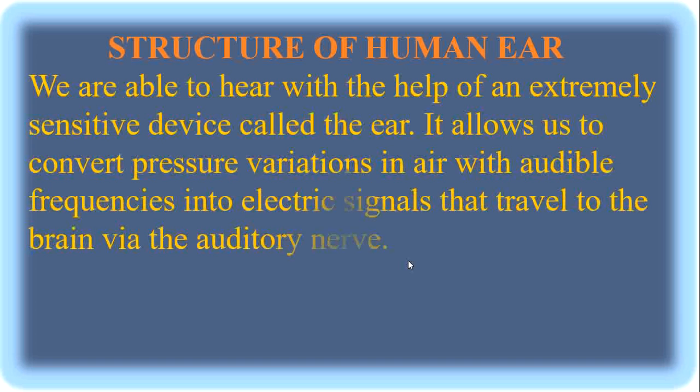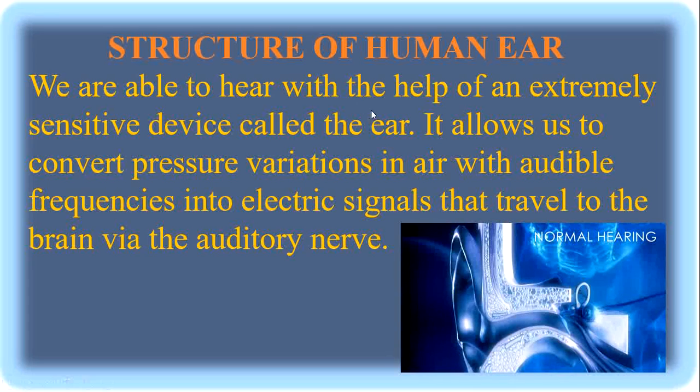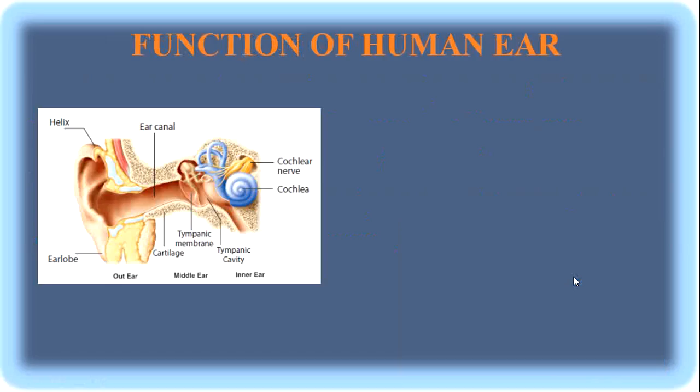Structure of human ear. How do we hear? We are able to hear with the help of an extremely sensitive device called the ear. It allows us to convert pressure variations in air with audible frequencies into electric signals that travel to the brain through the auditory nerve. See this diagram. Here the auditory nerve sends the signals to the brain. It is called the human ear. Now let us see how the auditory process of the human ear takes place.